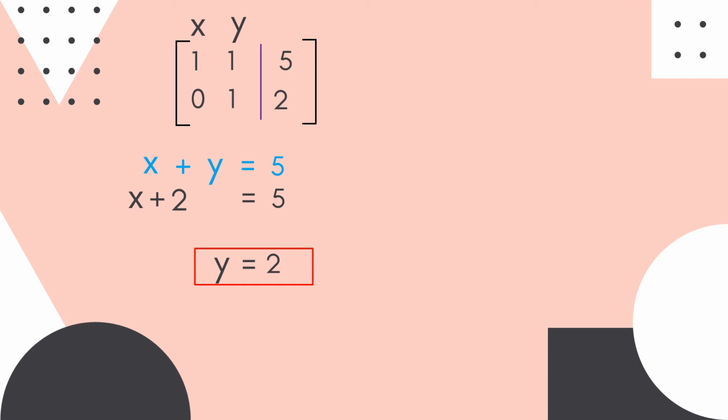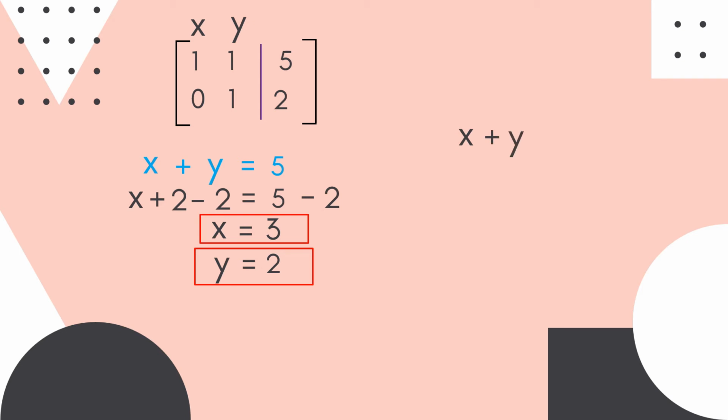How? We're going to eliminate positive 2 on the left side by adding the additive inverse of positive 2, which is negative 2, to both sides of the equation. So x is equal to 3. So we have here the value of x, which is 3, and the value of y, which is 2.